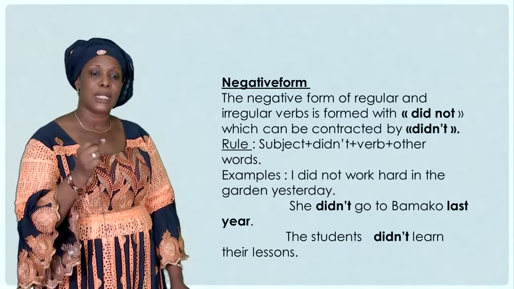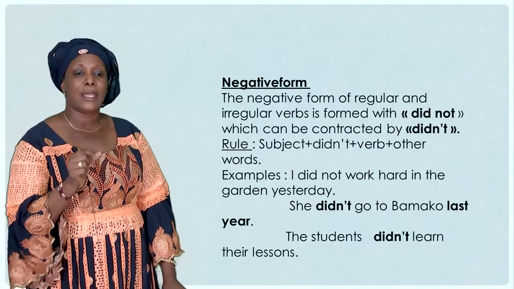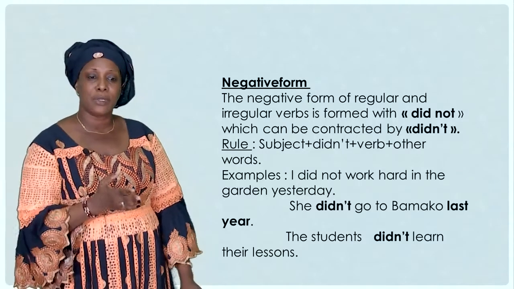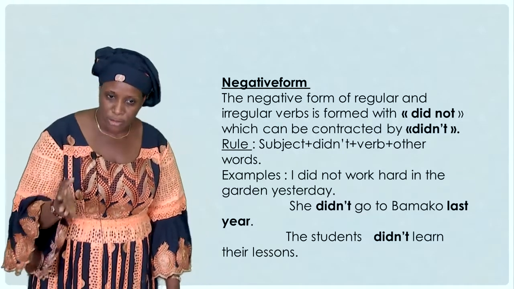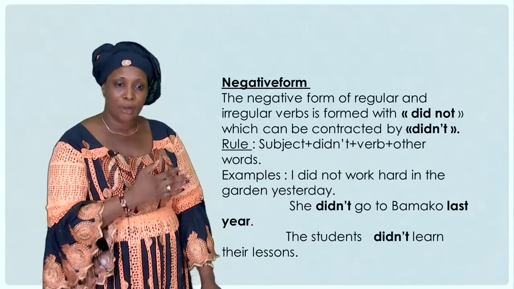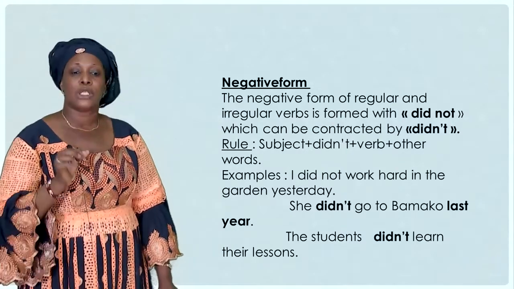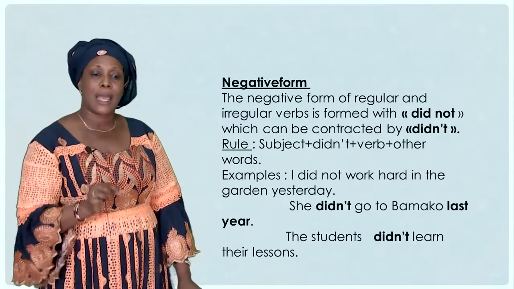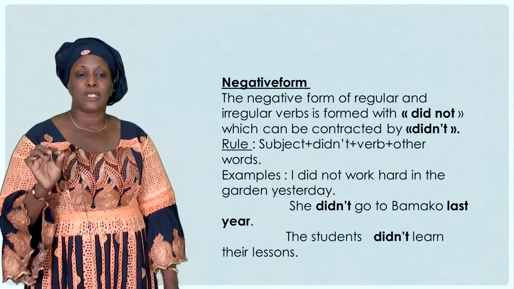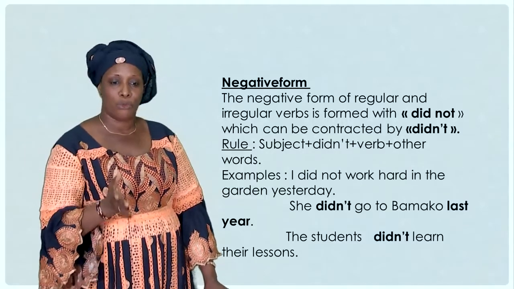Examples: I did not work hard in the garden yesterday. I did not work is the simple past tense. Work is a regular verb. She didn't go to Bamako last year. Here, she didn't go is the simple past tense. Go is an irregular verb.